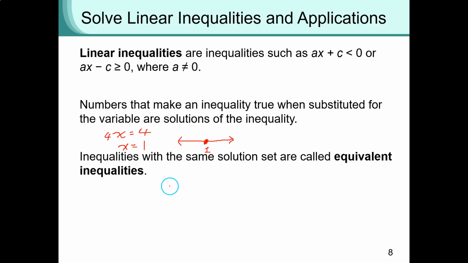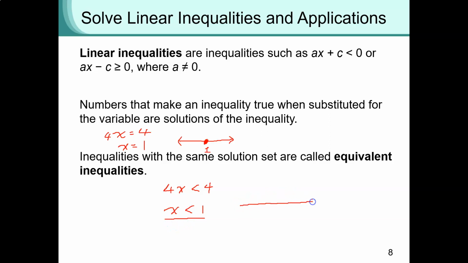But now we are dealing with an inequality. For example, I have 4x is less than 4. You process the inequality the same way as a regular linear equation. You divide by 4, so you have x less than 1. Now this solution tells us it's no longer just one point. You have an interval. Any number that is less than 1 will satisfy my inequality.